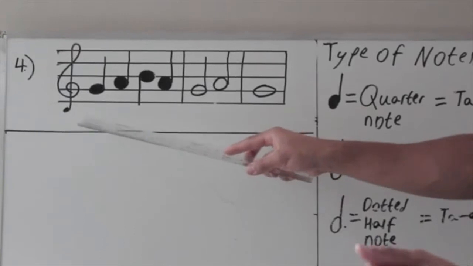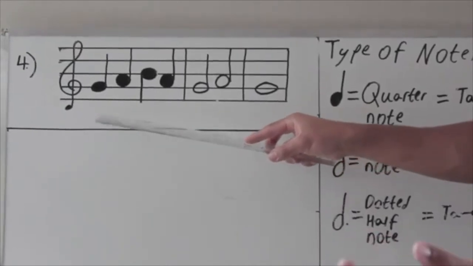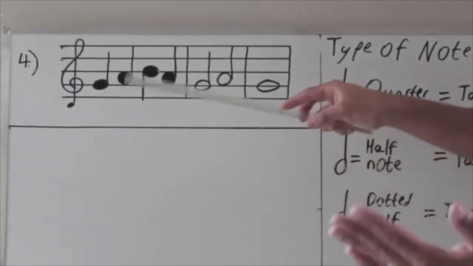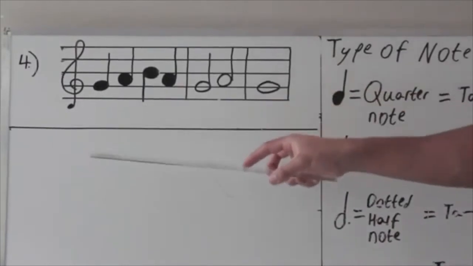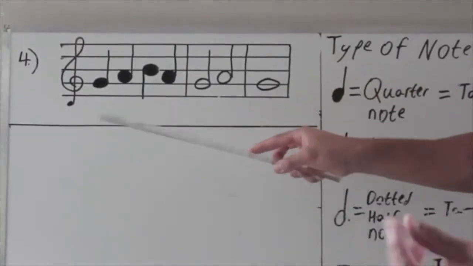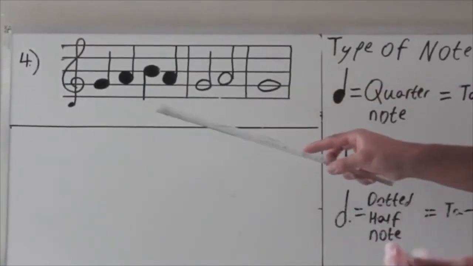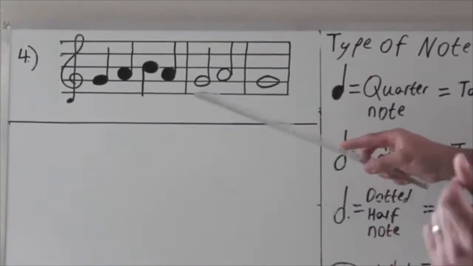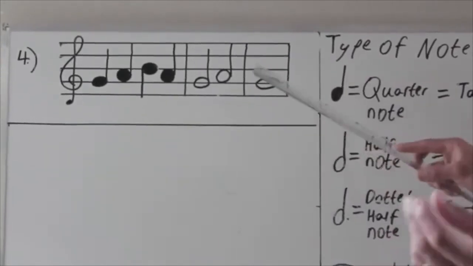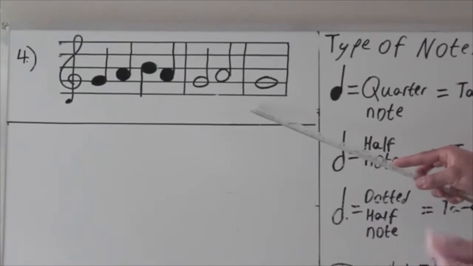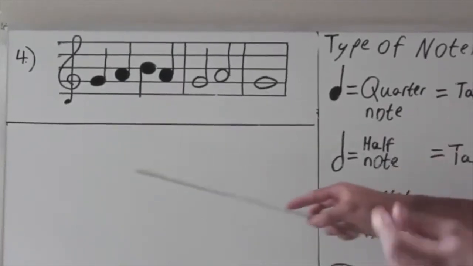Alright, now let's put it all together. I'm going to say it one time and then you're going to say it after me. Or you can say it with me and then say it by yourself afterwards. 3, go! Ta, ta, ta, ta, ta-ah, ta-ah, ta-ah-ah-ah. By yourself.